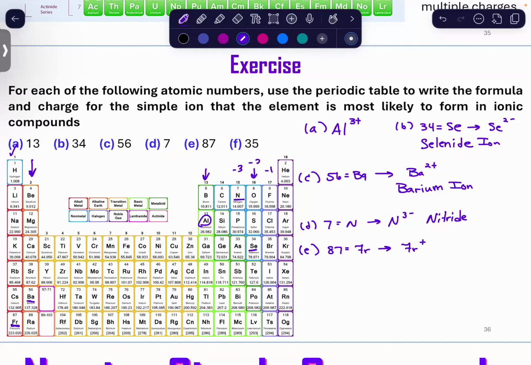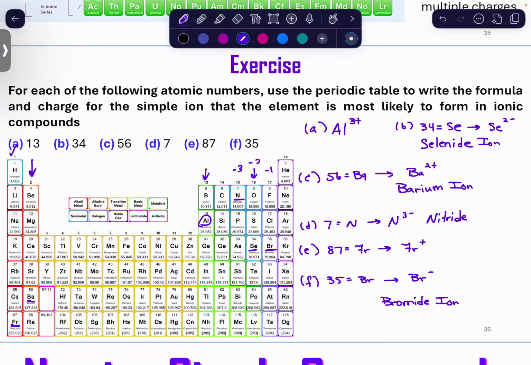Part F. Element 35. Well, that's right there. That's bromine. Okay, so bromine is in group 17, so we know that it has to become a -1. And it is the bromide ion.